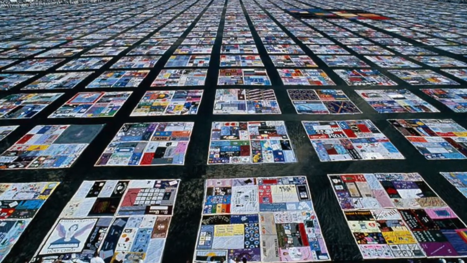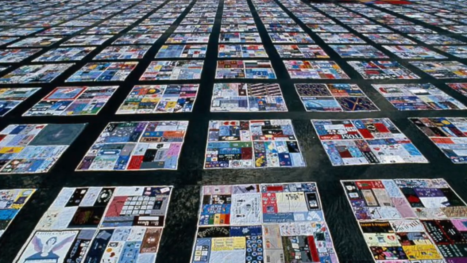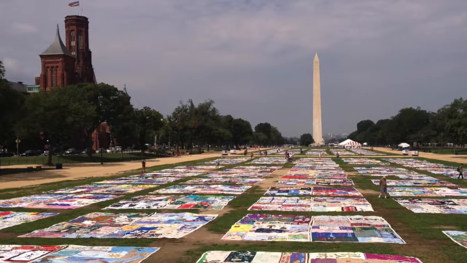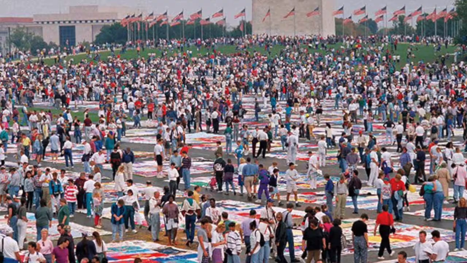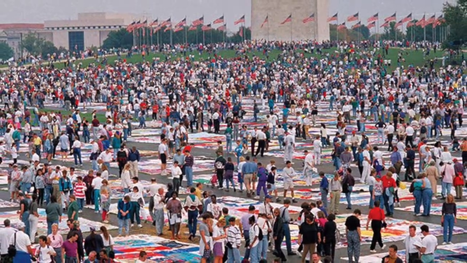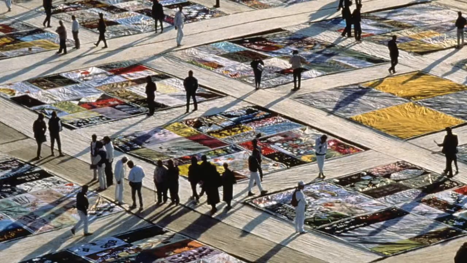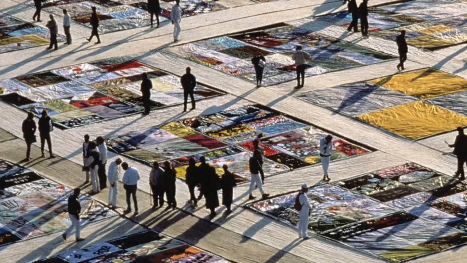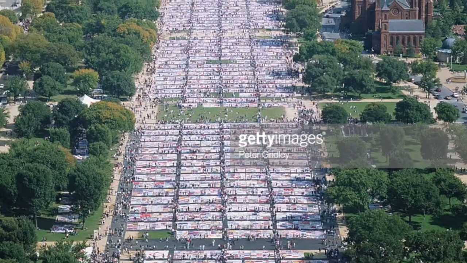The quilt has been rapidly growing since its inception. Today there are a total of 48,000 panels, representing roughly 94,000 people. The numbers keep climbing with each year that passes. The scale really shows how large the AIDS pandemic is, and gives an idea of how many people are affected by it. The hope is that one day there will be no new additions to the quilt. Until then, the AIDS Memorial Quilt and the Names Project Foundation will continue raising money and spreading awareness.